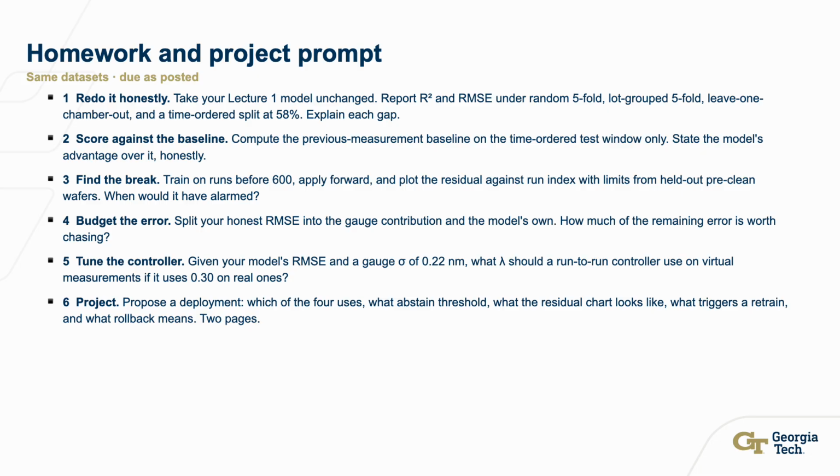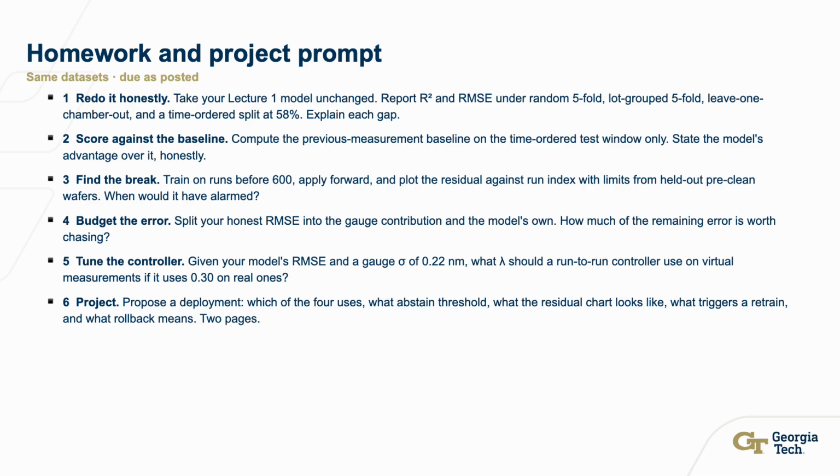Split your honest RMSE into gauge contribution and the model's own. Then answer the question a manager would ask: how much of the remaining error is worth chasing, and what would you do to chase it? Given your model's RMSE and a gauge sigma of 0.22, what lambda should a run-to-run controller use if it uses 0.3 on real measurement? Show the line of arithmetic, I want the reasoning.